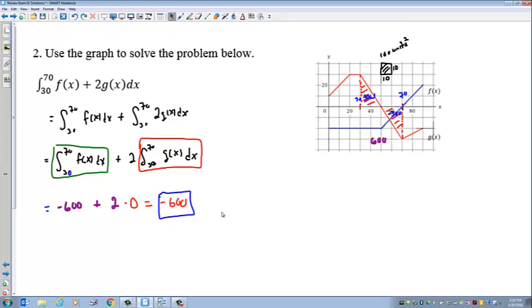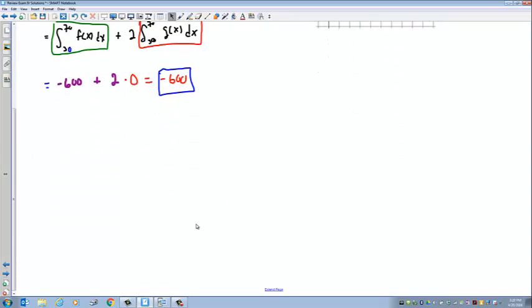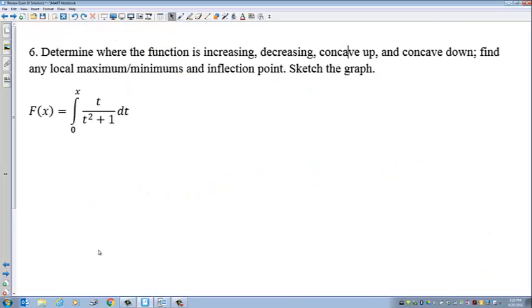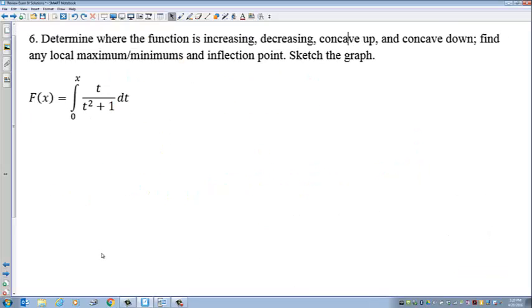So let's take a look at the last problem on your review, which is number 6 down here, which is where? Oh, here it is. So number 6. Again, this wasn't on the first video, but it's right here, this little addendum. And we want to determine some things about this function that we have here.